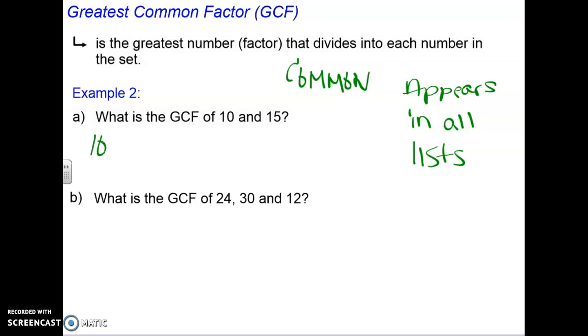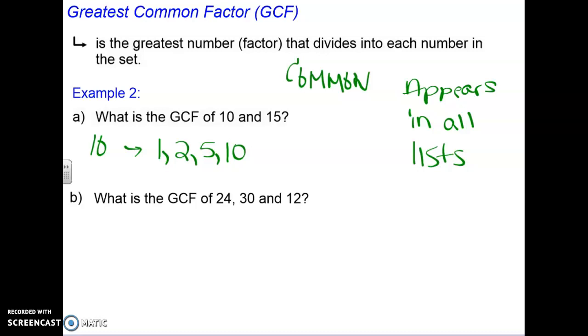So if we think about the greatest common factor of 10 and 15, let's start with 10, and we'll write all of the common factors for 10. So 1 divides into 10, 2 divides evenly into 10, 5 divides evenly into 10, and of course 10 is the last factor that divides evenly into 10.